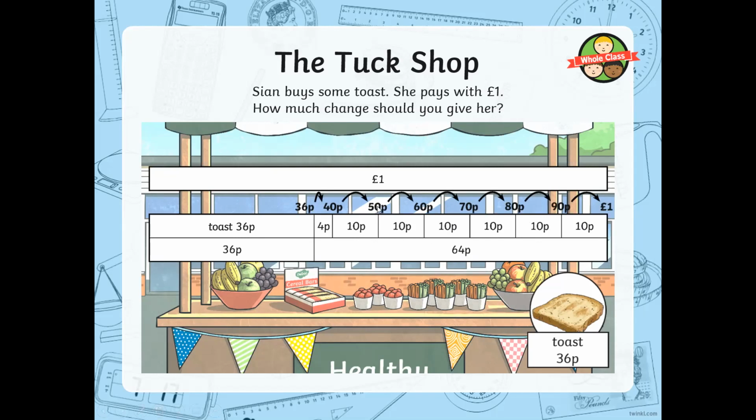So 64 pence is your change. Some of you might have been able to think, right, well, I'm at 50, I'm going to 100. I'm just going to put 50 pence there. So I could have had 50 pence, add 10 is 60. That's okay if you feel confident to do that.